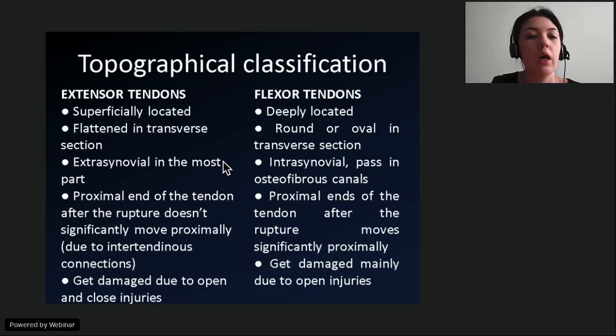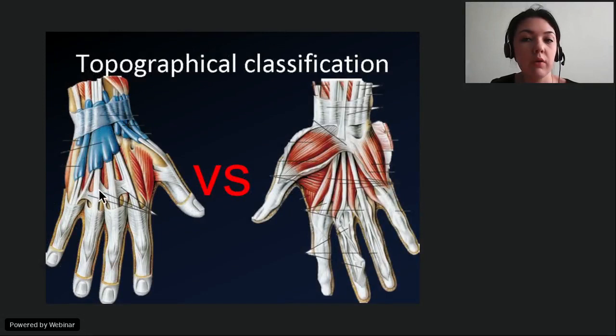The proximal end of the tendon after a rupture, if we are talking about extensor tendons, does not significantly move proximally. It is due to the tendinous intersections. Tendons of the extensor digitorum muscles are connected with each other by means of tendinous intersections. That's why even in case of a total disruption of the tendon, it won't go significantly proximally by means of these intersections. In flexor digitorum muscles, there are no such intersections.